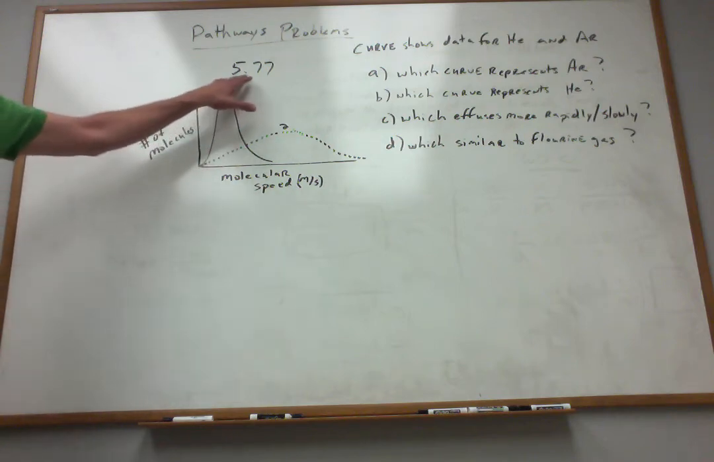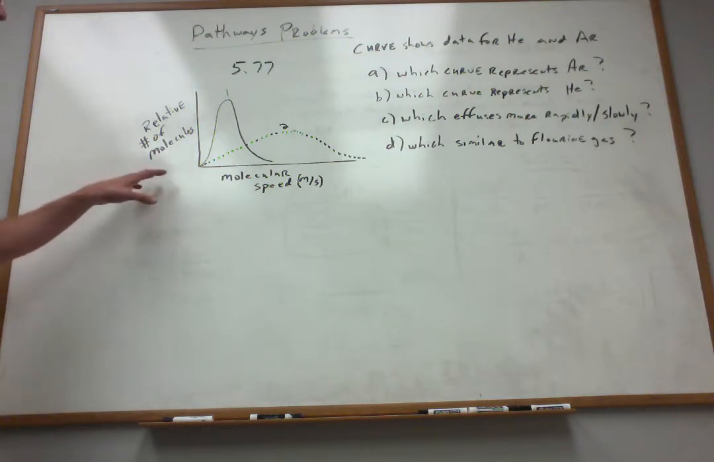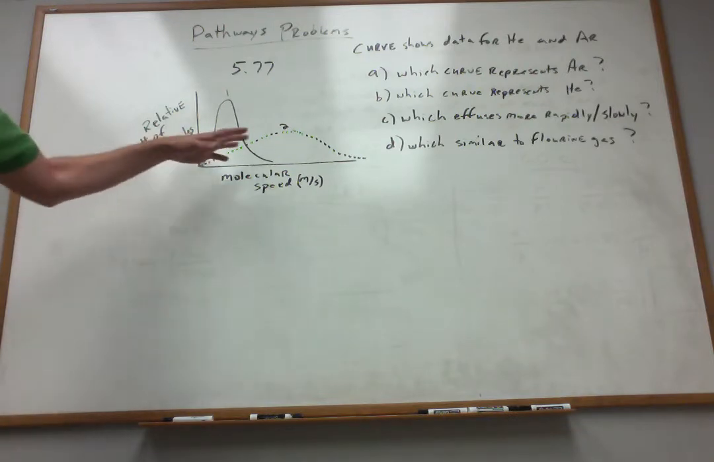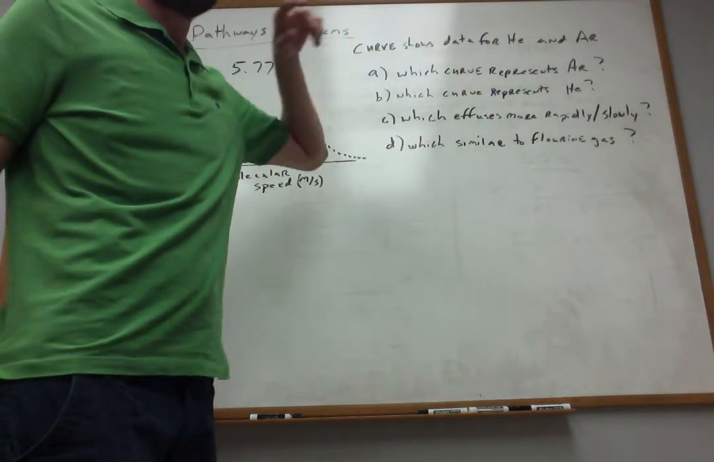All right, let's work 5.77. This is a conceptual problem. In this problem, you're given two data plots on the same graph, okay? And these two curves are supposed to show data for helium and argon.